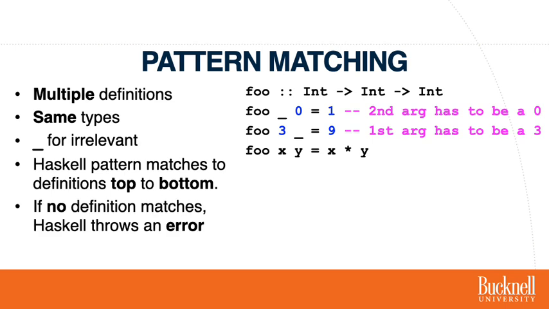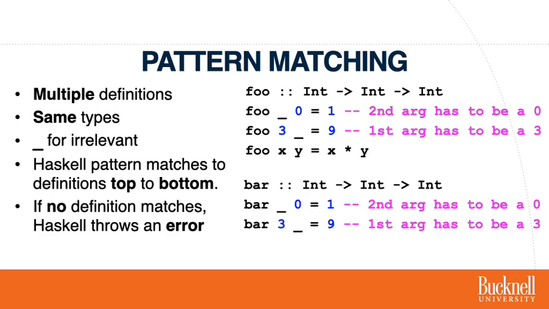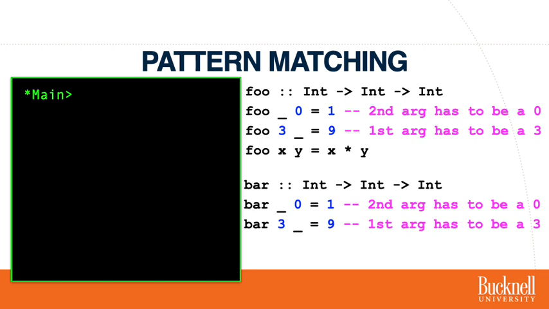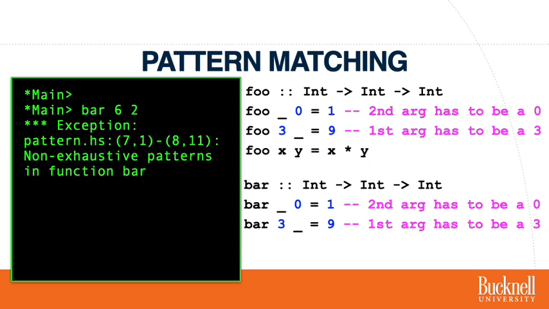If no definition matches, Haskell throws an error. Consider, for example, this function bar. Bar doesn't have the third definition. What happens when we call bar of 6 and 2? 6 and 2 doesn't match either definition. We get an error.